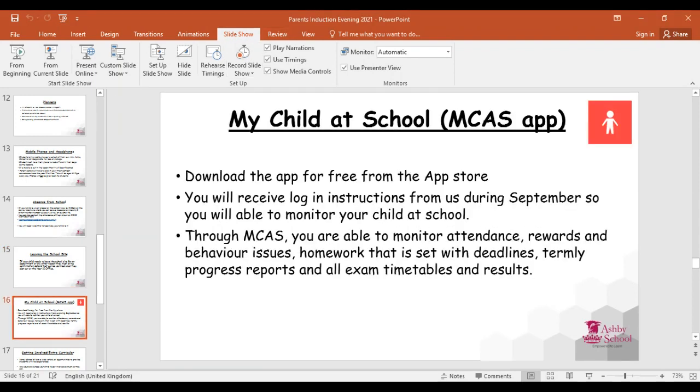So next up is all about MCAS. We've already touched on it a little bit, but I just want to reiterate the importance of the key partnership between the school, the teachers, and working with yourselves as well.